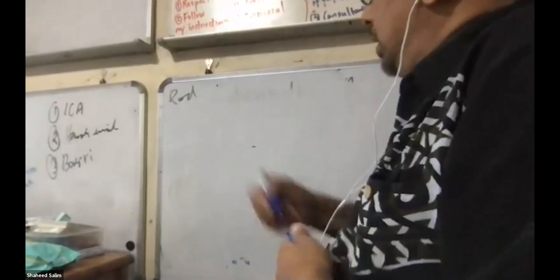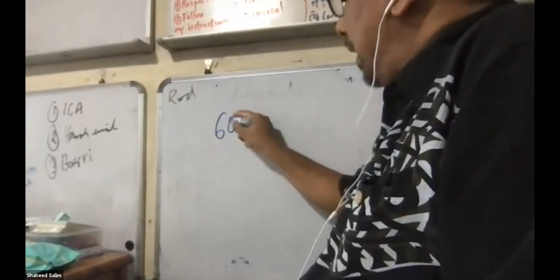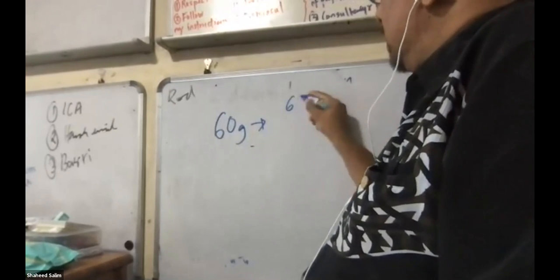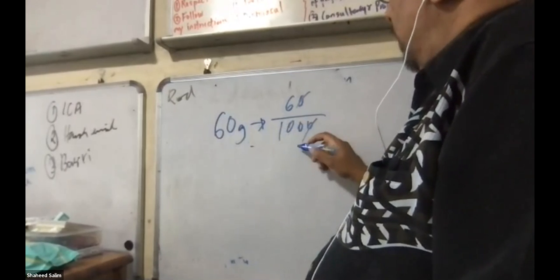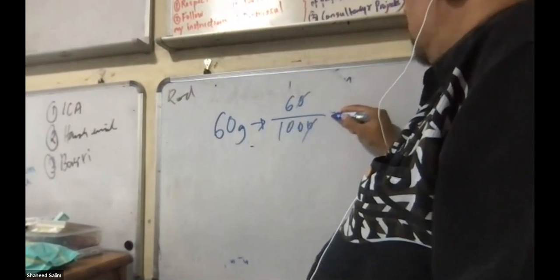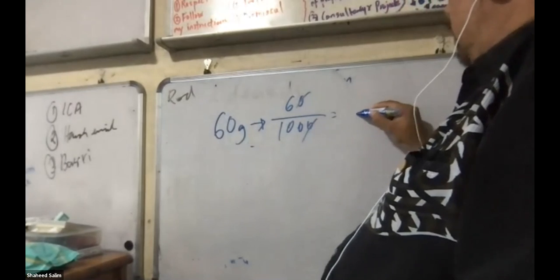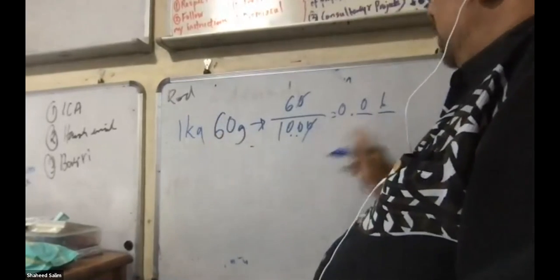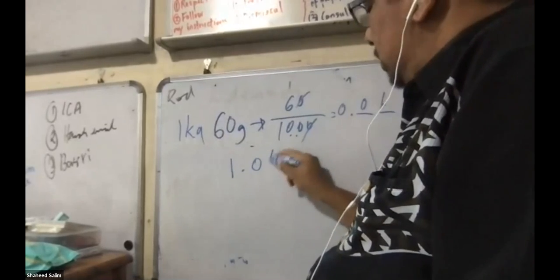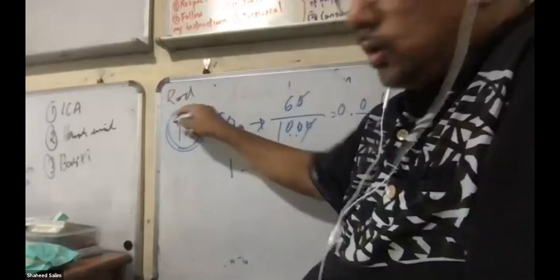Now, if you have grams, you want to change to kg. Let's say now you got 60 grams. You want to change to kg. You just divide it by 1,000. So you get down here 6 over 100. You can write it as decimal, 0.06. So if you get 1 kg and 60 gram, you put 1.06. You don't need to do anything to the 1 kg. I see.